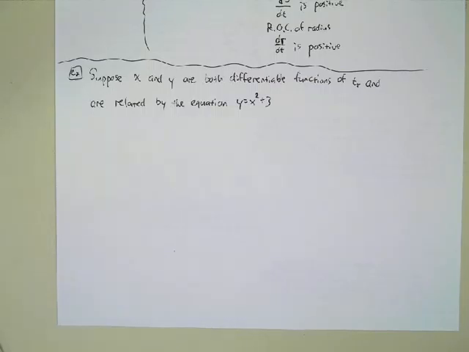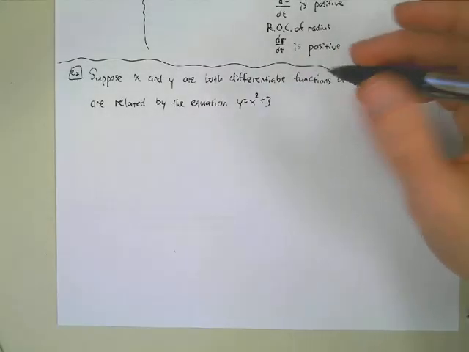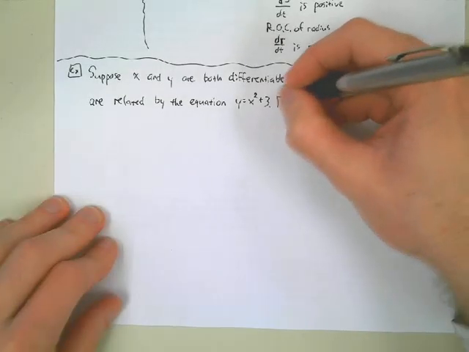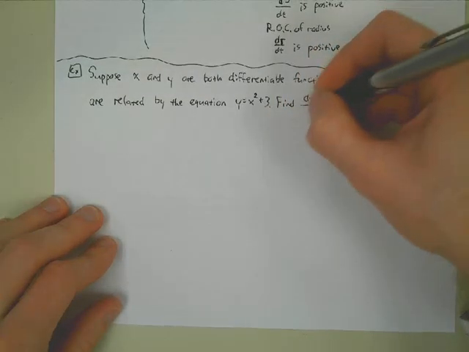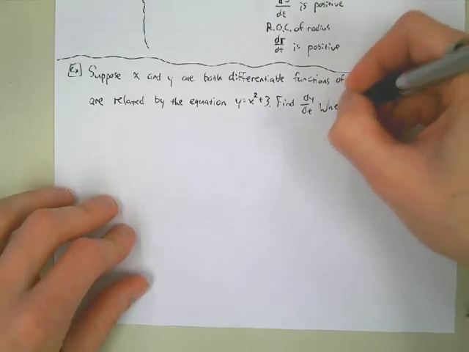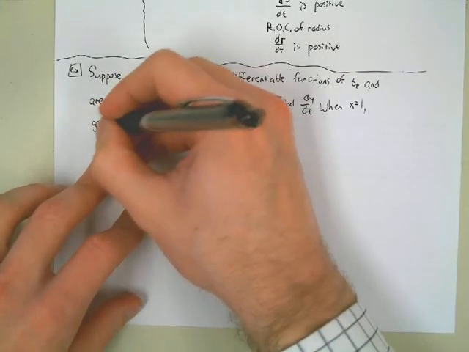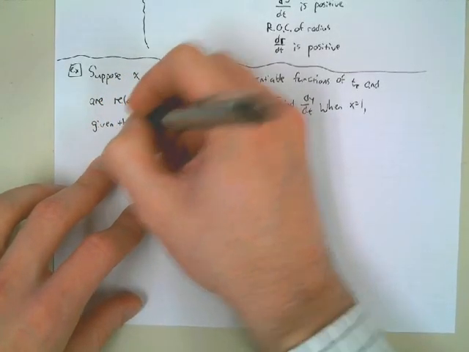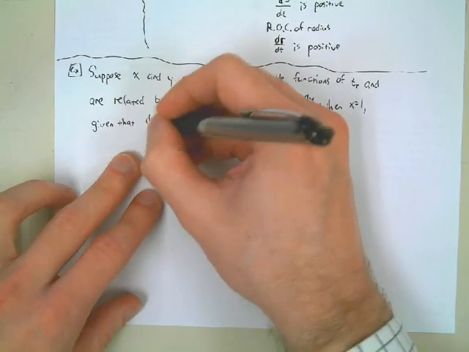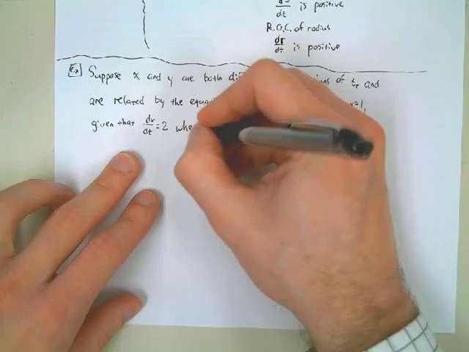So x is some function that's related to t. So x is changing with time, y is changing with time. All right, and then both x and y are related by y equals x squared plus 3. All right. Our goal then is to find dy dt when x equals 1, given that dx dt is 2 when x is equal to 1.